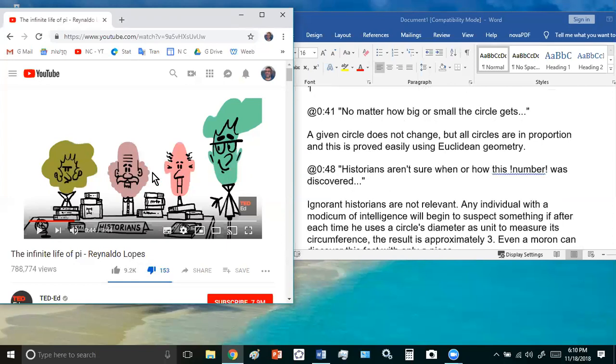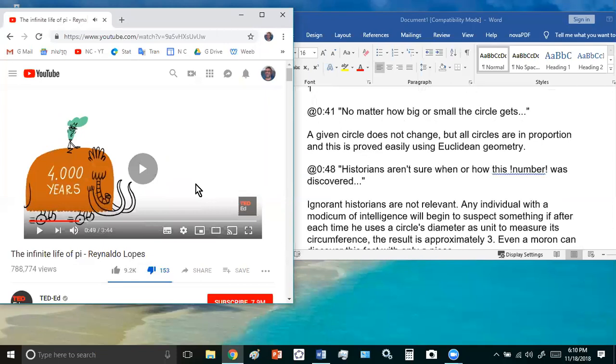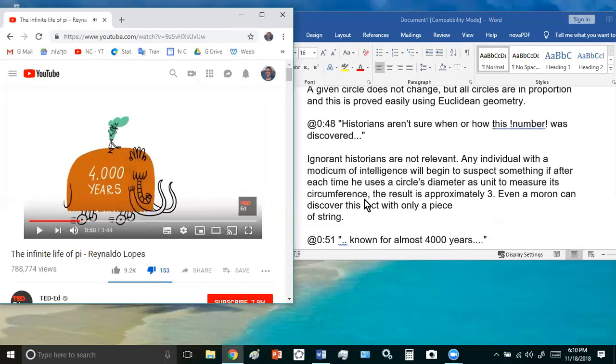Let's continue. Historians aren't sure when or how this number was first discovered, but it's been known in some form. Wow. Ignorant historians are not relevant.